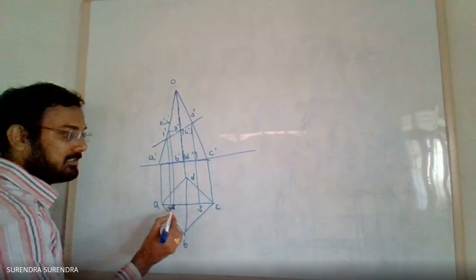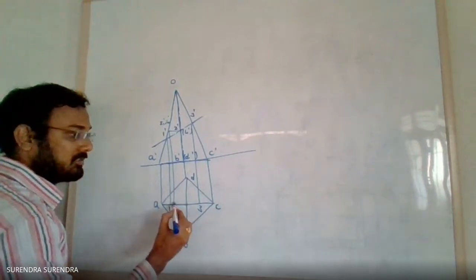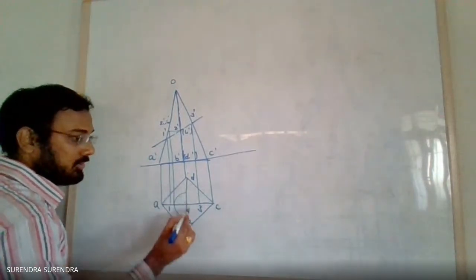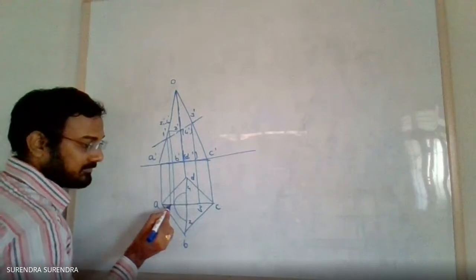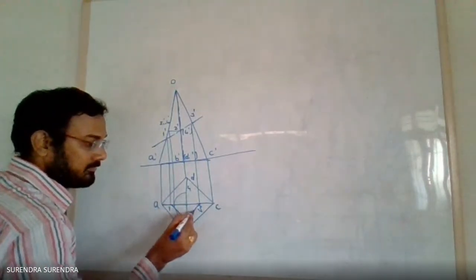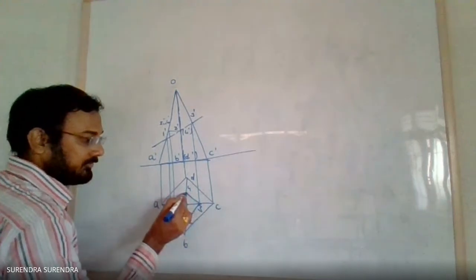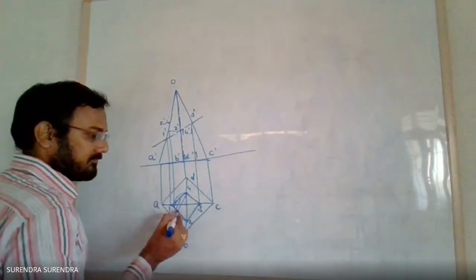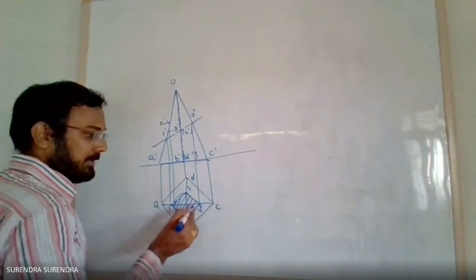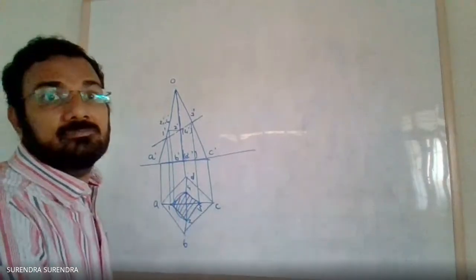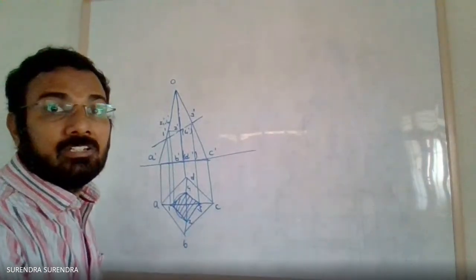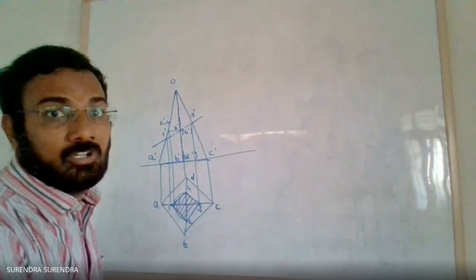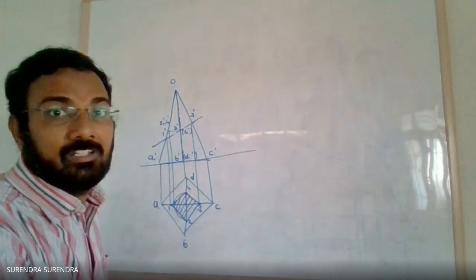With O as center, I'm taking this as the distance. Draw the arcs on both the sides. These are the points 2 and 4. Join 1, 2, 2, 3, 3, 4, and 4, 1. Complete it with hatching. We have completed up to the projection of the solid and section of the solid, a pyramid.